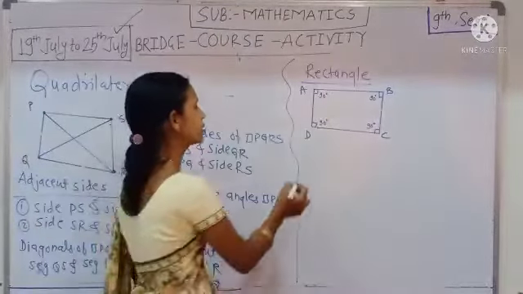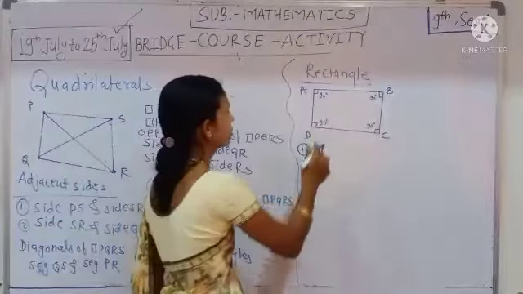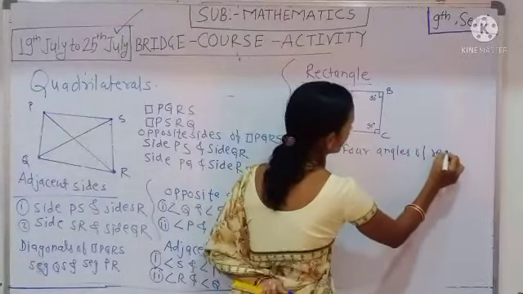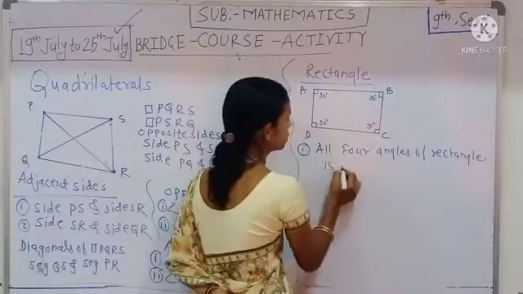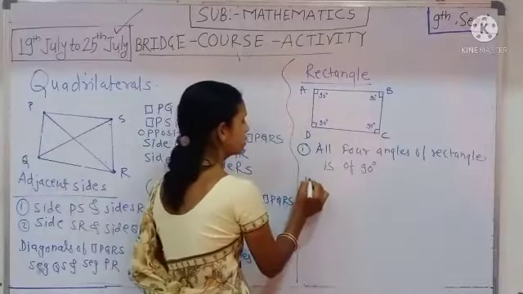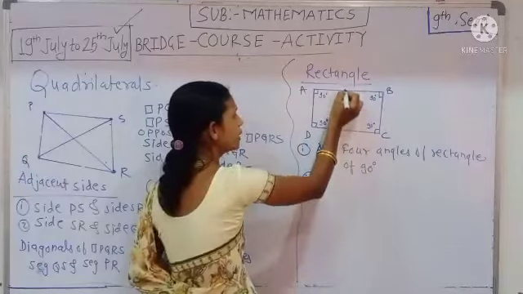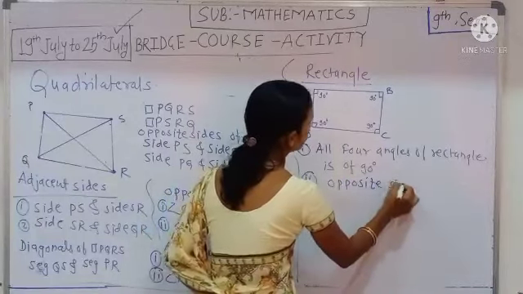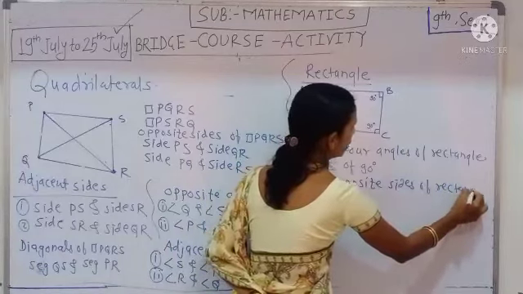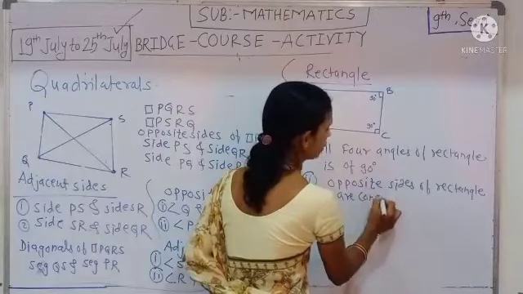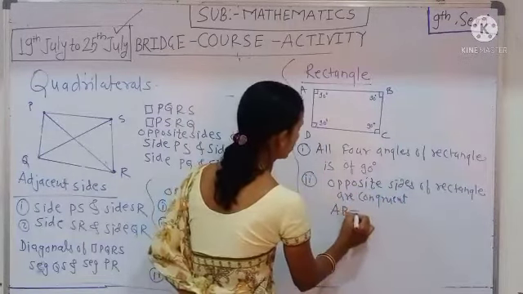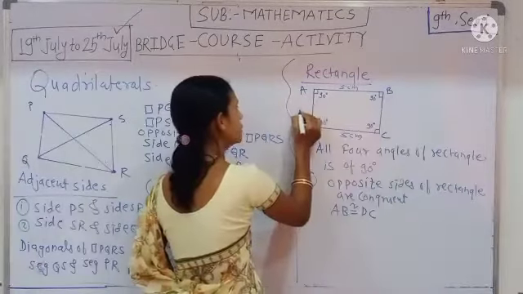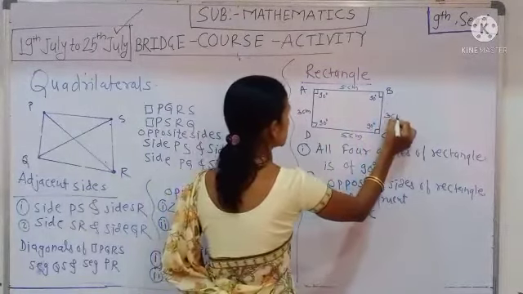Then there are a few properties related with rectangle. See here, all four angles of a rectangle are of 90 degrees. Second, see here, opposite sides of a rectangle are congruent, that is AB is congruent to DC. That means if AB is 5 cm, then DC is 5 cm. If AD is 3 cm, then BC is 3 cm.